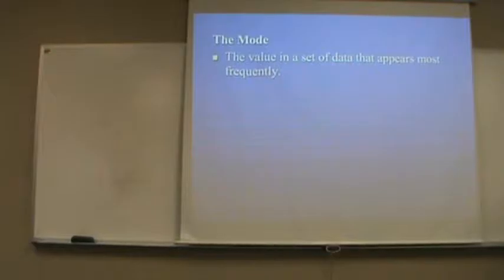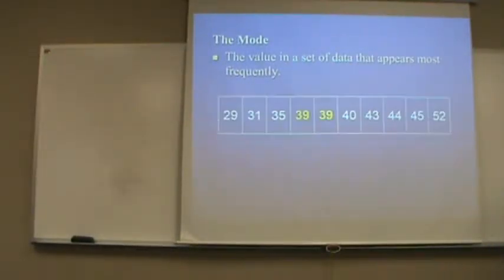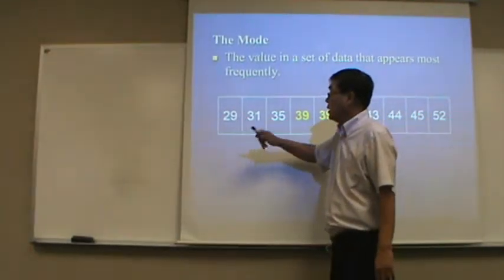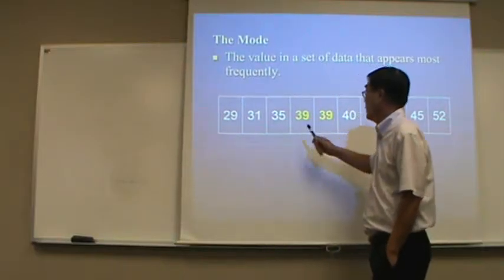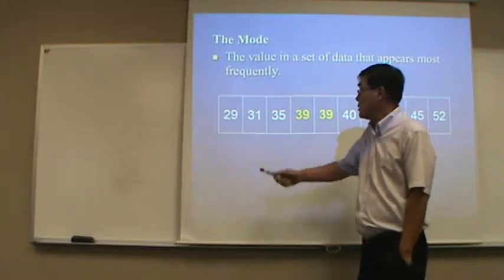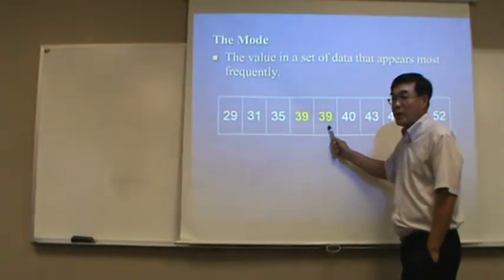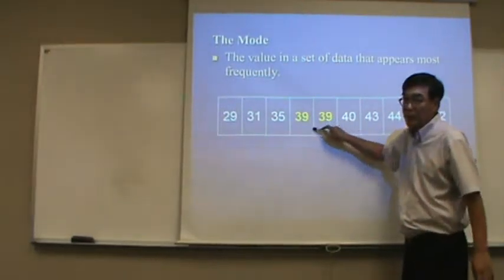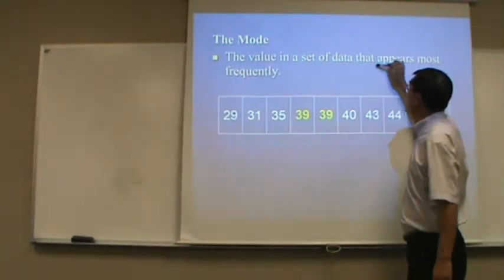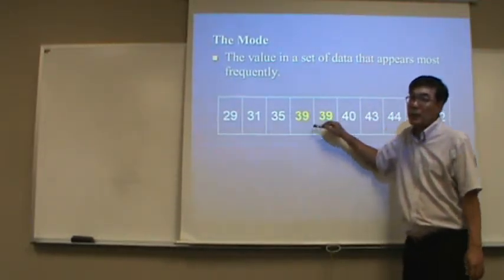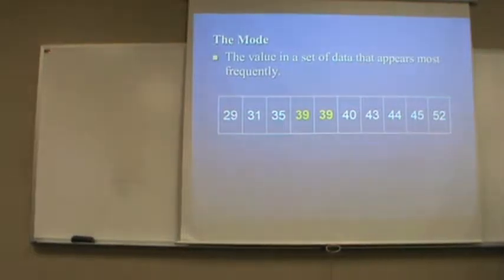Next one, mode. The value in a set of data that appears most frequently. Here: 29, 31, 35, 39, 39, 40, and so on. This number appears only once, twice, once. So 39 is the most frequent number. So the mode is 39 for this example.